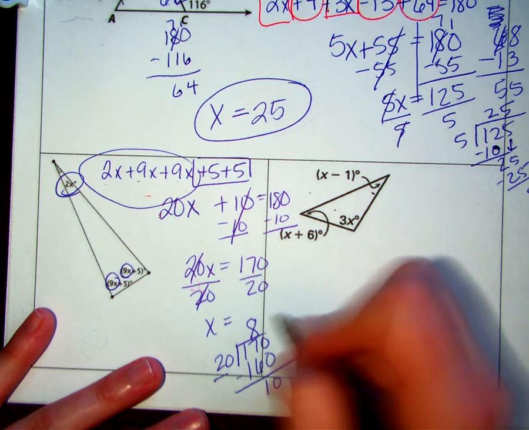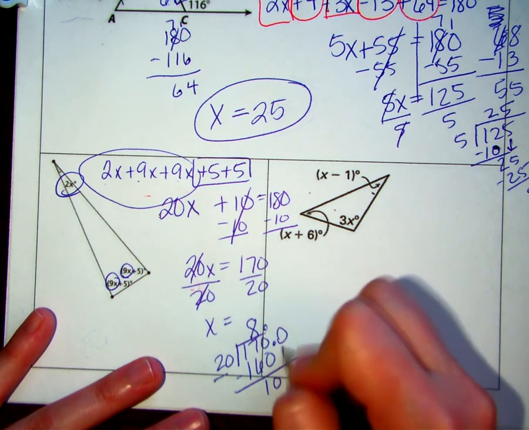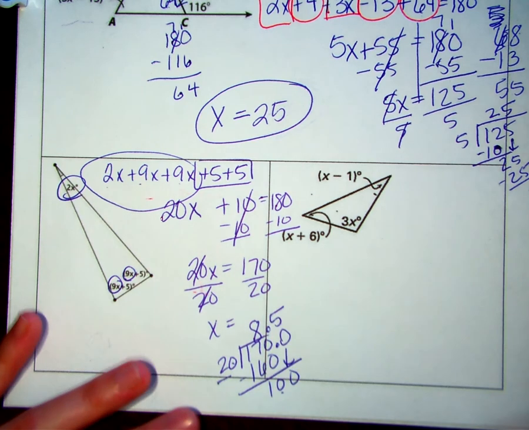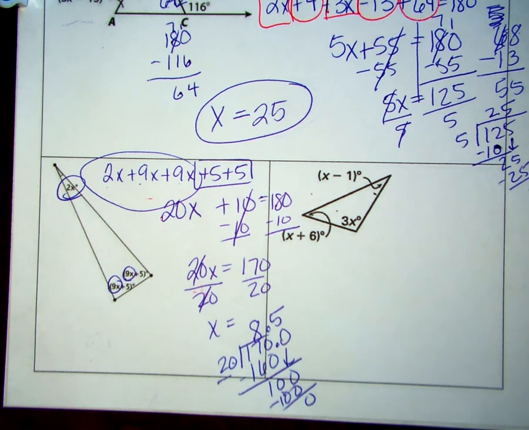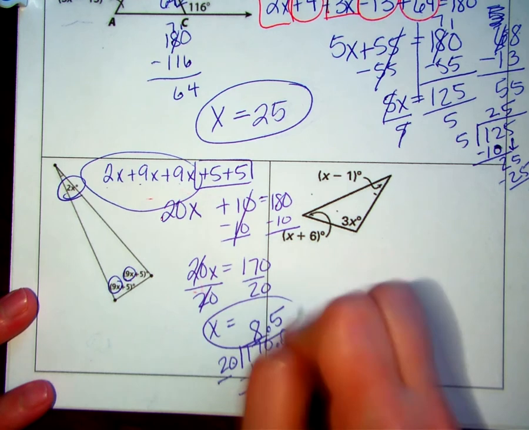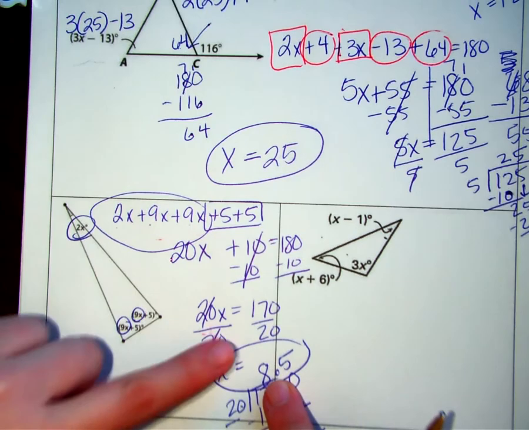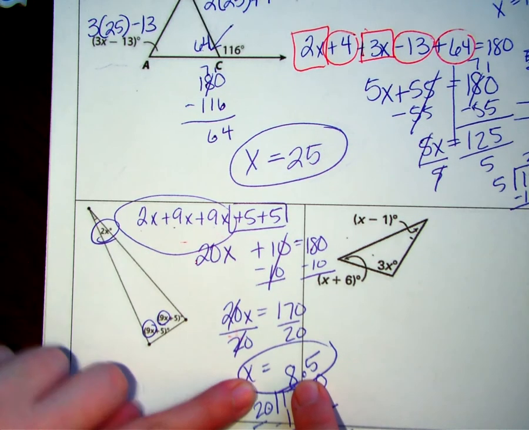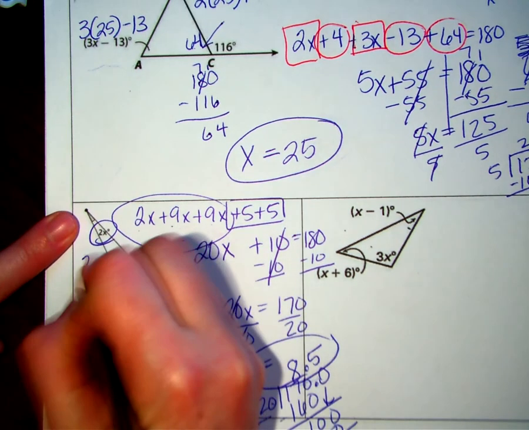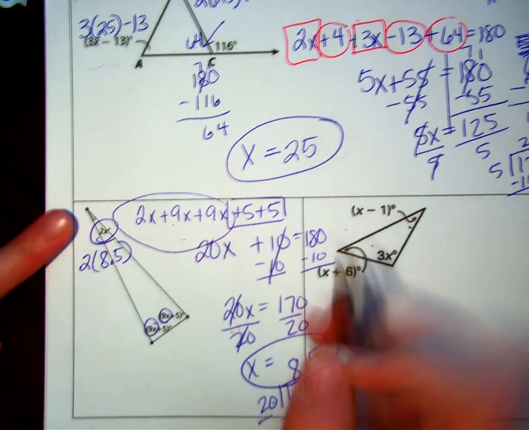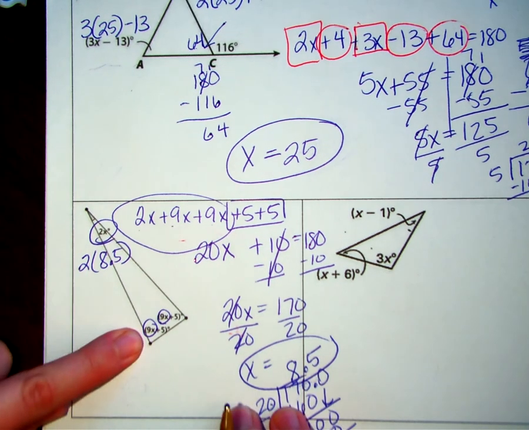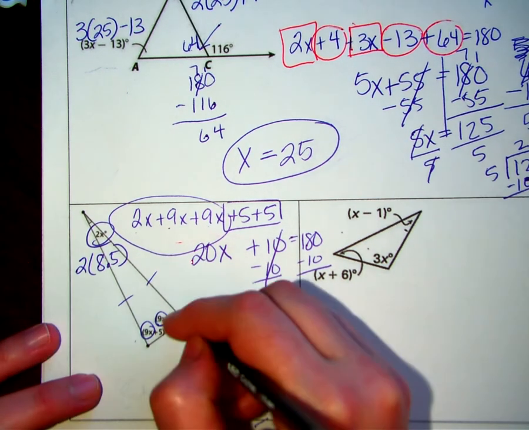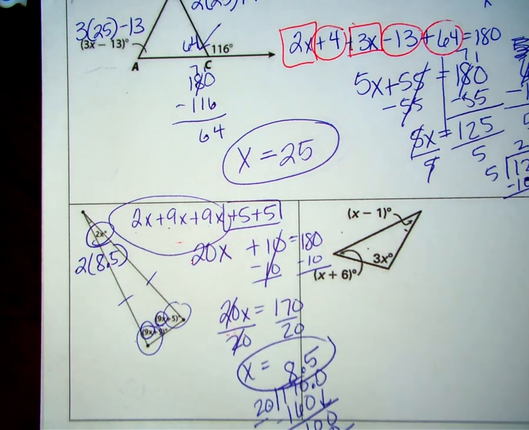And 20 can't go in there, so you're going to add a decimal, add a 0. But 20 can go into 100 5 times. So yeah, you get a decimal. Sometimes you're going to get a decimal, and that's fine. So x is 8 and 5/10. So you would do the same thing if it was asking you to find a missing angle. You would just take that 8.5 and plug it in here. So it would be 2 times 8.5 to find that missing angle. And then the same thing here. This is an isosceles triangle, so that means those two sides are the same. These two angles are going to be the exact same measure. Okay?